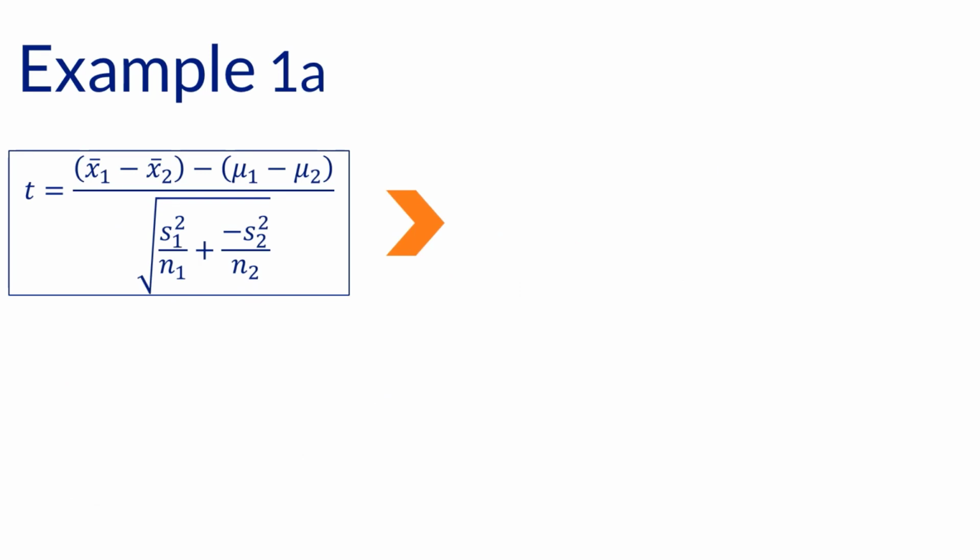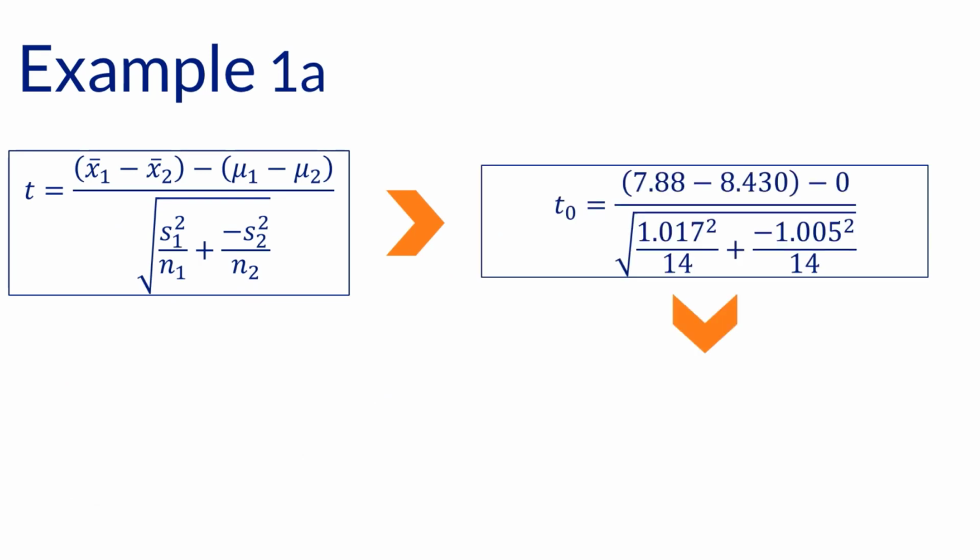So we do the computations for that exercise. We take our formula for the t-score and we apply our numbers. The mean of the first group is 7.88. The mean of the second group is 8.43. The hypothesized population mean difference is 0. And you can see that the standard deviation of the first group is 1.017, simple calculation. The standard deviation of the second group is 1.005, and there are 14 subjects in each group.